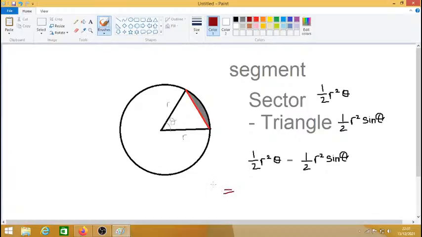to read. So you have the area of the segment is equal to half r squared times theta minus sine theta.